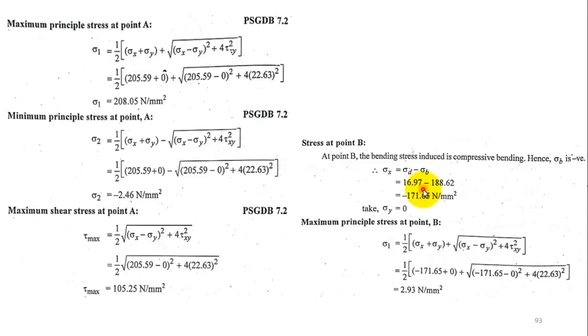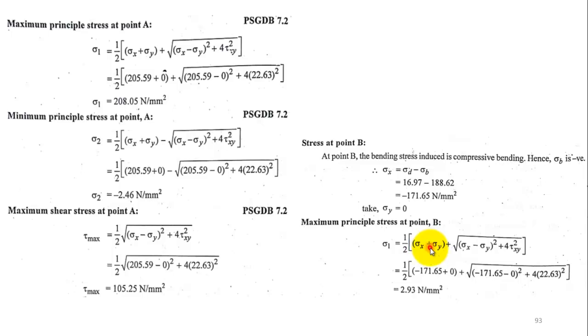The torsion effect will be uniformly distributed at point A and point B. It will be the same at point A and point B. Only due to bending, the stresses will vary at point A and point B. Note down this also. After writing this half, you have to write down the second half that is available on your right side. Note down the stress at point B values also.